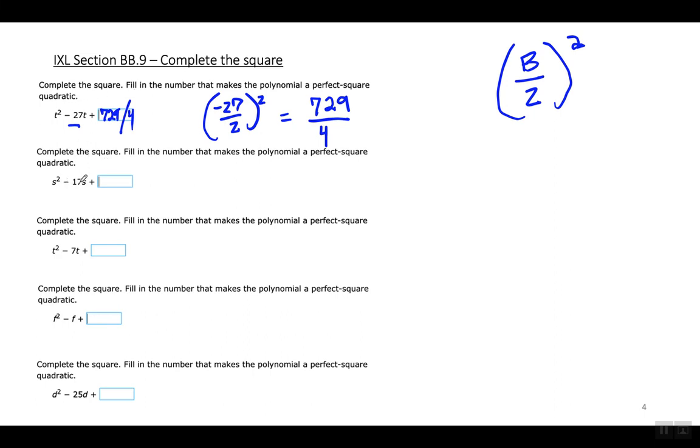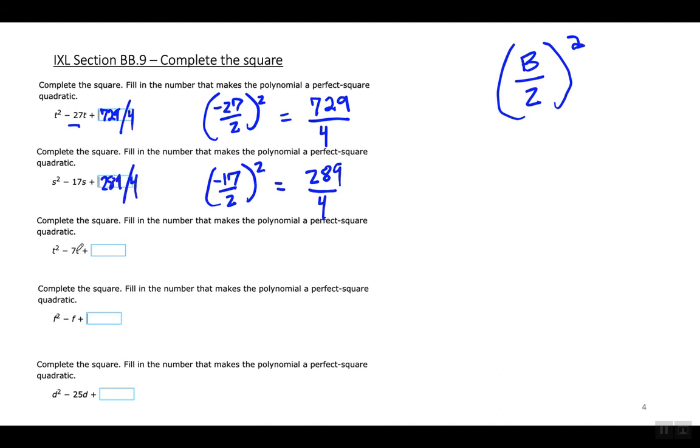Okay, so look at this one right here. You got negative 17. So again, negative 17 is not divisible by 2 without having a remainder. So just leave it in fraction form. The bottom will be 2 to the second power, which is 4, and the top will be negative 17 to the second power, which is going to give you 289, and that's going to be your answer, 289 over 4.